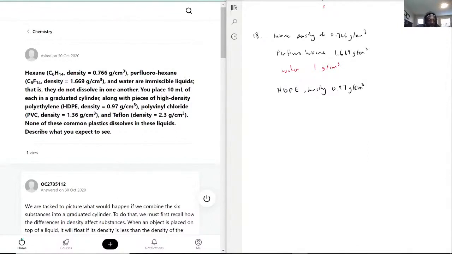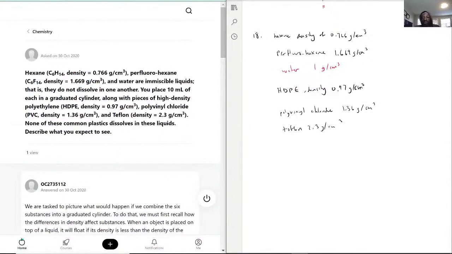Not just another liquid. Polyvinyl chloride, PVC, and this is 1.36 grams per centimeter cubed. And Teflon, 2.3 grams per centimeter cubed. None of these common plastics dissolve in these liquids, which is good. Describe what you expect to see.